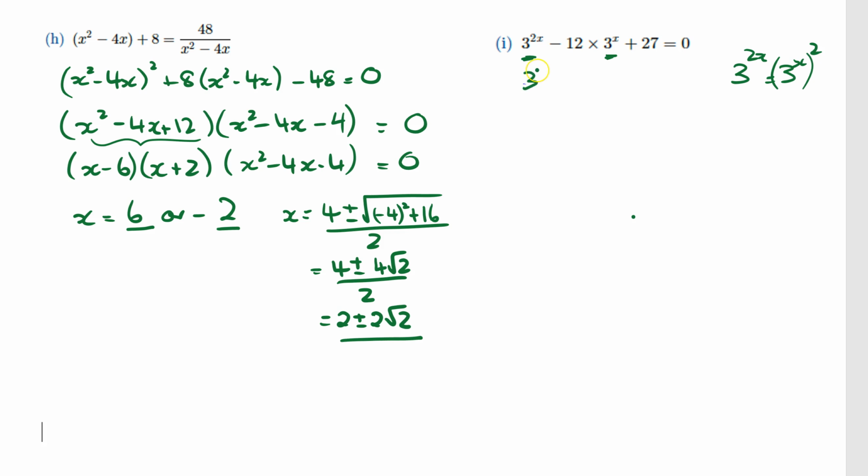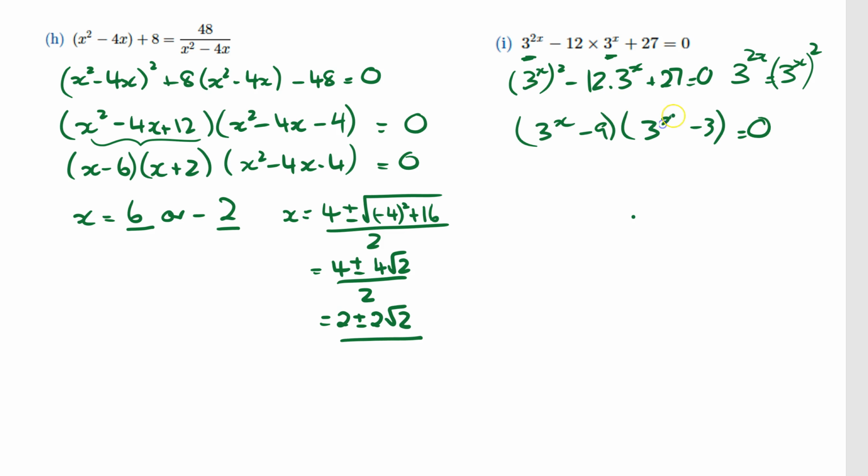And once I know that this is 3 to the x squared minus 12 times 3 to the x plus 27, then I've got something squared, something to a single power, maybe some constants. So, are there two numbers that will multiply to plus 27 and add to minus 12? And there are, minus 9 and minus 3. What goes in here? The thing which is squared. So 3 to the x and 3 to the x.